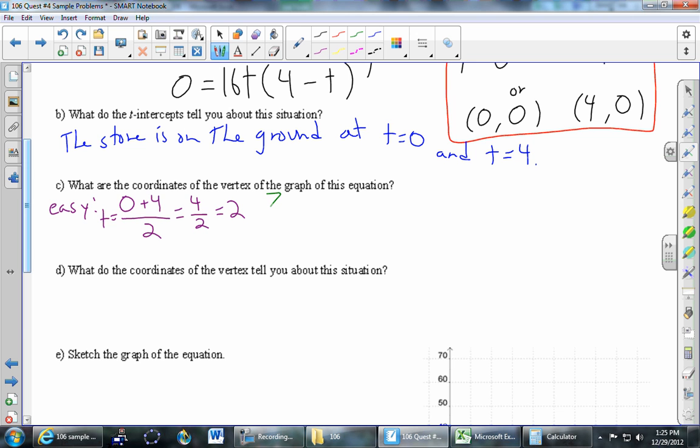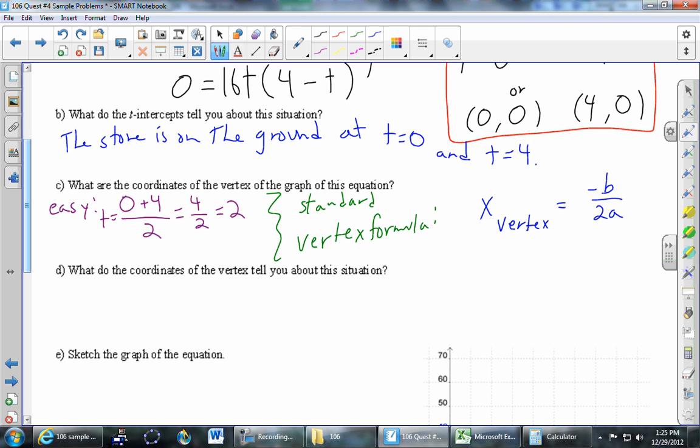So let's do it the standard way. The standard way is to use something called the Vertex Formula, or the Vertex Theorem. And the Vertex Theorem says that the x-coordinate of the vertex is equal to negative b divided by 2a. But we don't have x in this case, so how about we replace it with t. So the t-coordinate of the vertex is negative b over 2a.